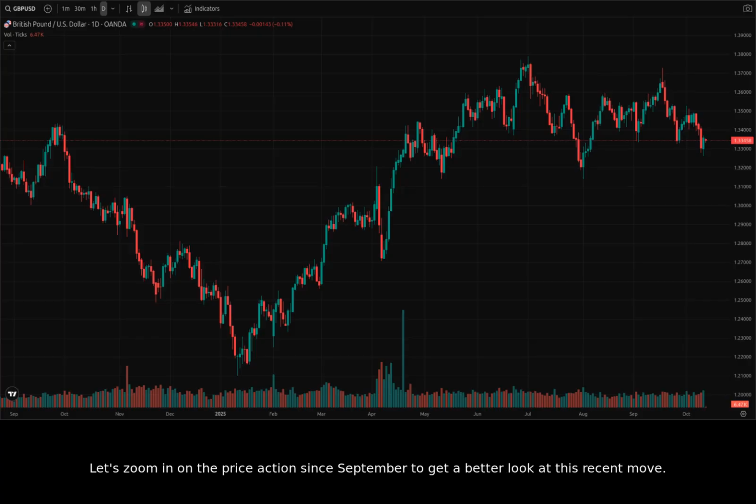Let's zoom in on the price action since September to get a better look at this recent move. Here we can see the failed attempts to rally back in mid-September, where price topped out around 1.372. After that failure, the sellers took firm control, pushing the price down aggressively. Notice the break below the consolidation area around 1.3450 in late September. That breakdown was a key technical signal that more downside was coming. And that's exactly what we got, culminating in this huge red candle on October 9th.